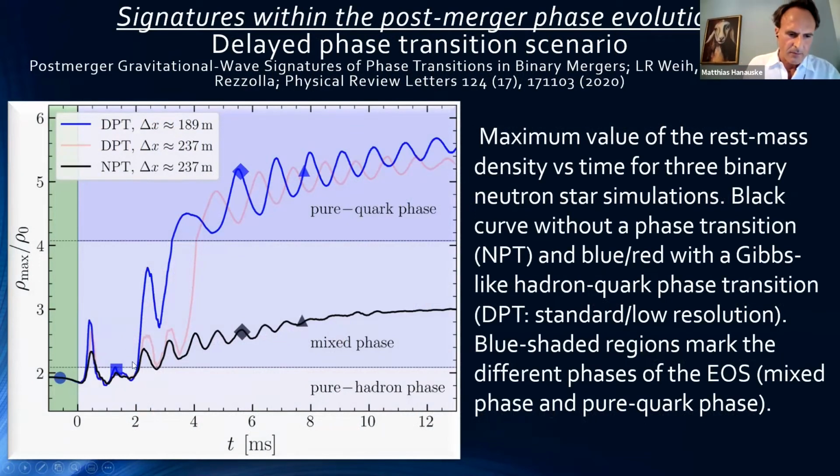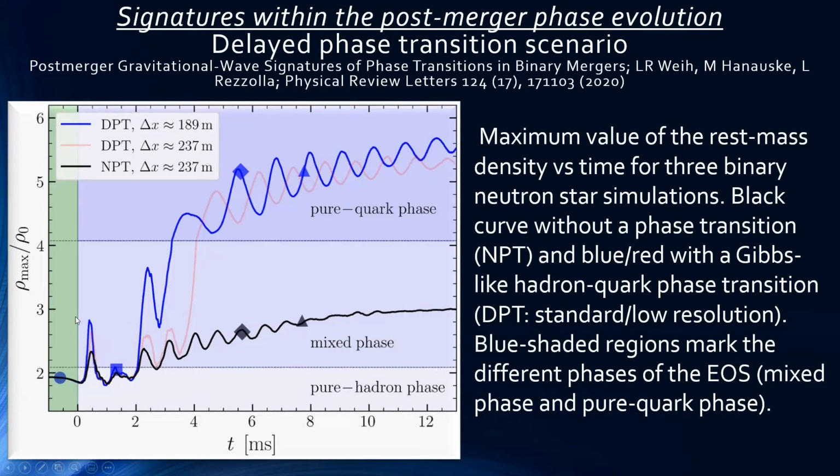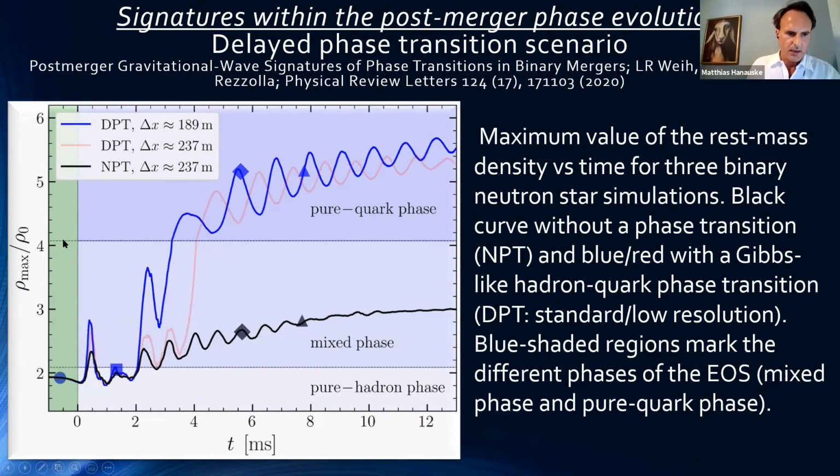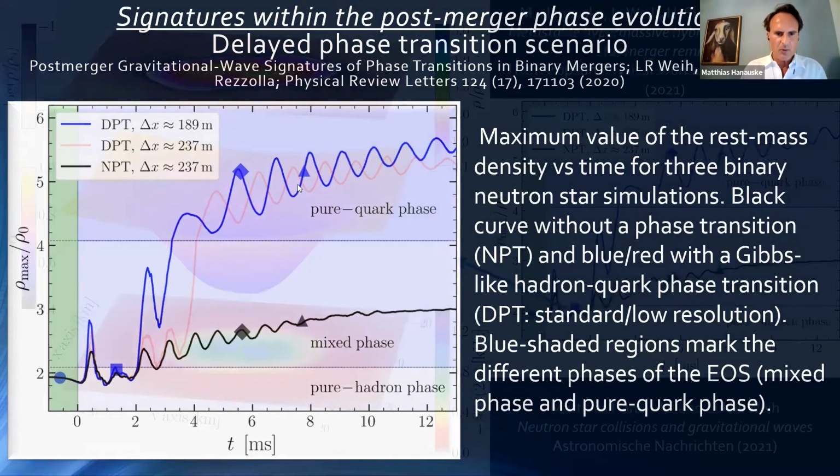Okay, perfect. So here we have a model where we have a mixed phase region over here. And from 4 times normal nuclear matter, we have a pure quark phase modeled. And here is the merger time. Here is the simulation without a phase transition, and two simulations with different resolutions with a phase transition. And in this case, it collapses not to a black hole. It collapses to a so-called hypermassive hybrid star. And this star we want to look at.